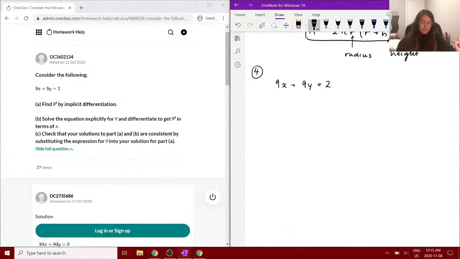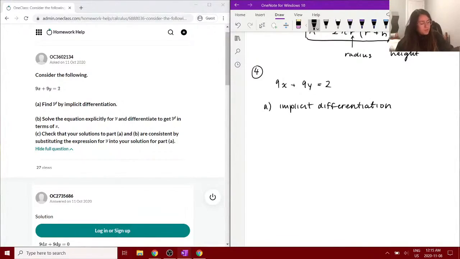And then it's asking us to solve the equation explicitly for y and differentiate to get the first derivative of y in terms of x. And then it's asking to compare the solutions from A and B to make sure that they are consistent. So first we're going to perform implicit differentiation.